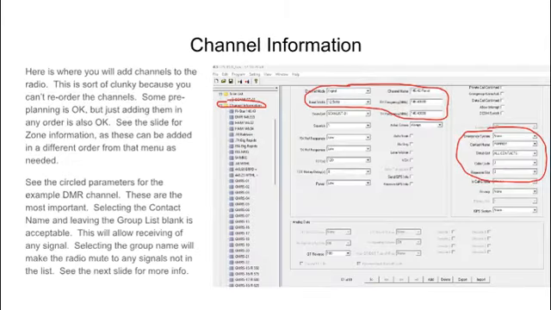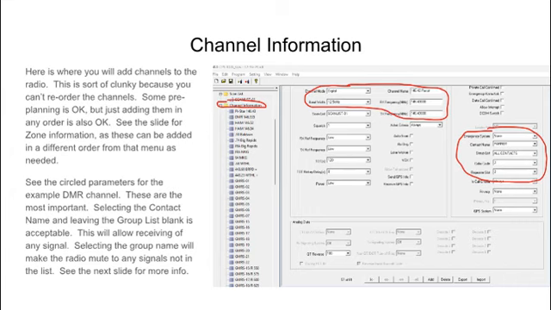Channel information is where you will add channels to the radio. This is sort of clunky because you can't reorder the channels. Some pre-planning is okay, but just adding them in any order is also okay. See the slide for zone information, as these can be added in a different order from that menu as needed. See the circled parameters for the example DMR channel. These are the most important.